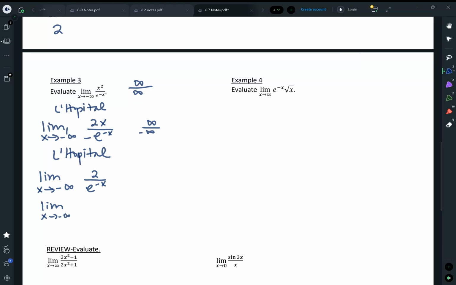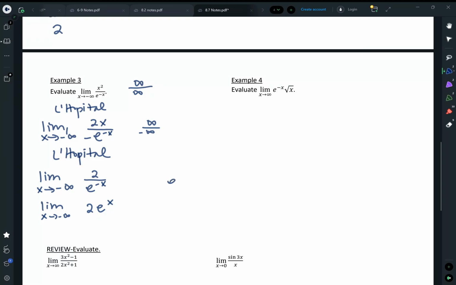So this is going to be 2 over e. Actually, let's make it 2 times e to the x. That's really what it is, right? If it's a negative in the denominator, then it's positive. Okay. As e is to the negative exponent, it gets really, really big.